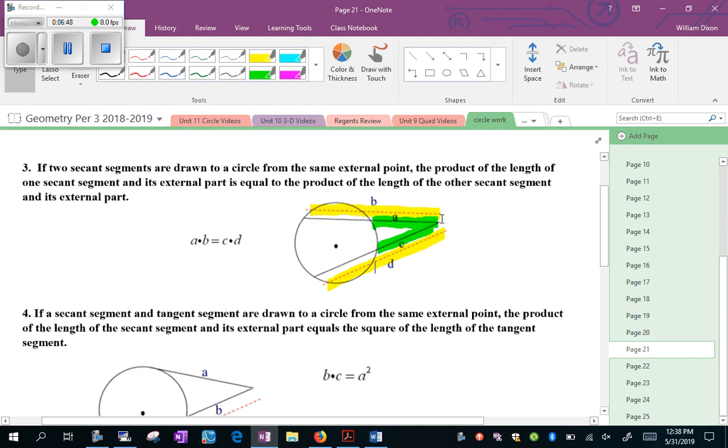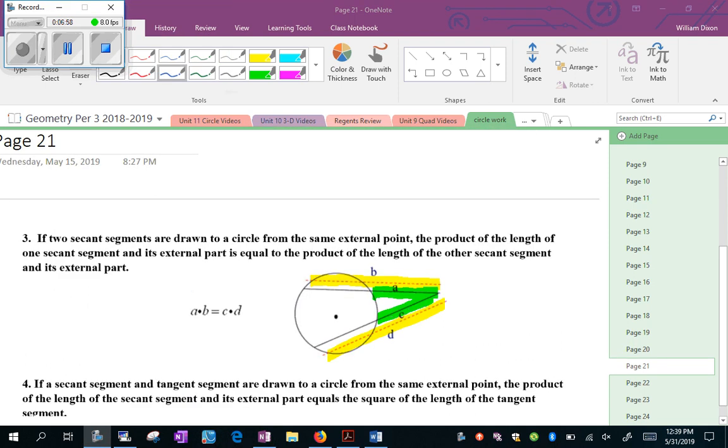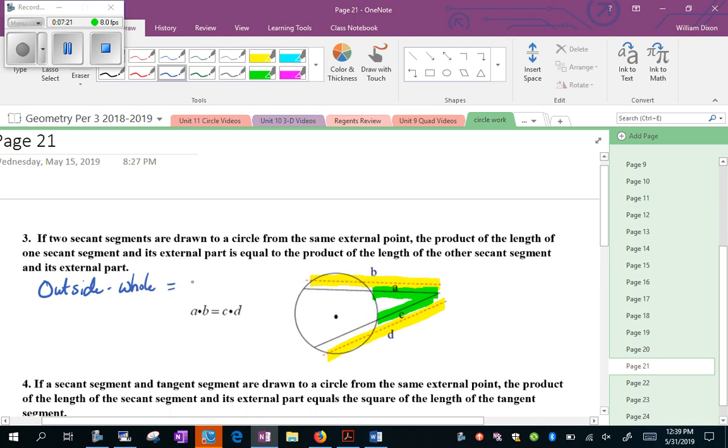Now, there's another way of thinking of this, and I've seen this before, and it's what I've pictured there. It's the outside times the whole equals the outside times the whole. So outside, and that's exactly what I have there. Outside times the whole segment equals the outside times the whole. So O times W equals, and that's the same thing that's over here, O times W.